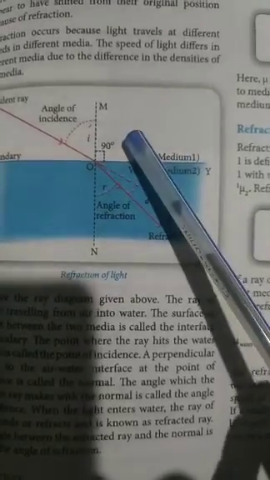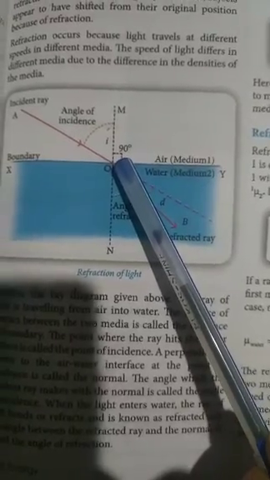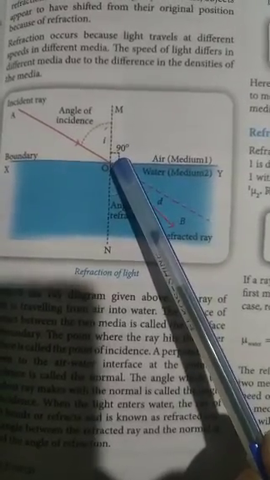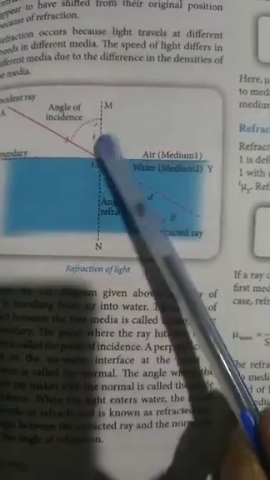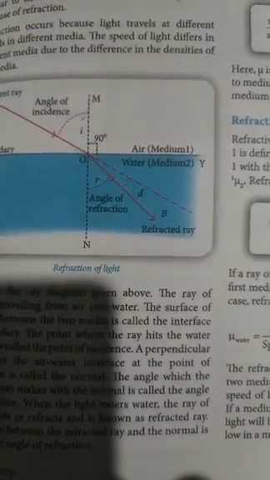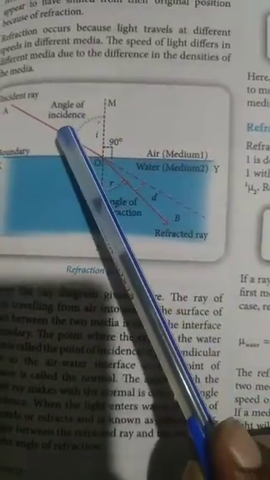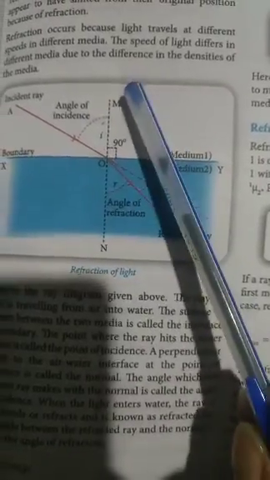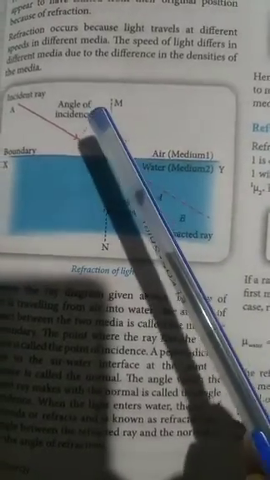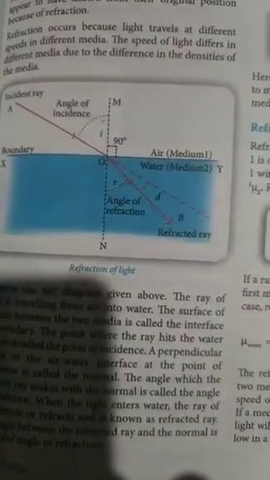A perpendicular line drawn to the point of incidence at the interface is called the perpendicular. So MO is the perpendicular. MO is called the normal. The angle made by incident ray AO and perpendicular MO is called the angle of incidence, and it is denoted by i.